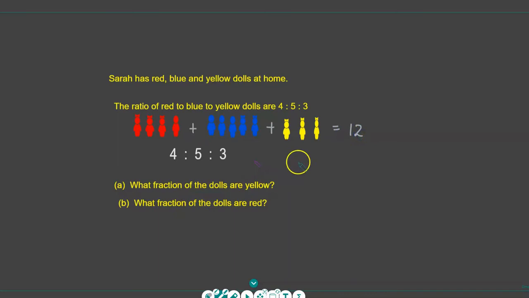So what fraction of the dolls are yellow? You have 3 yellow dolls out of 12 dolls. So 3 to 12. You can also simplify that. Second question, what fraction of the dolls are red? So you have 4 red dolls out of 12 dolls. So 4 over 12. To simplify this, you can divide both top and bottom by 4. So 4 divided by 4 is 1, and 12 divided by 4 is 3.